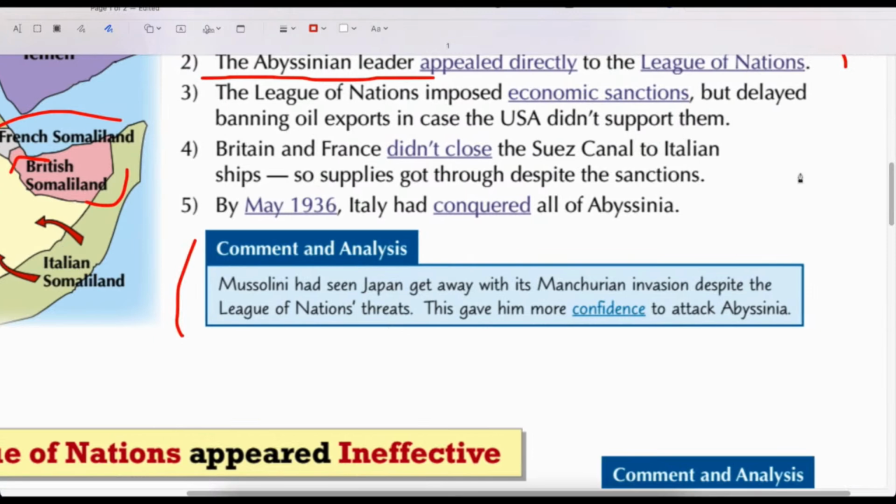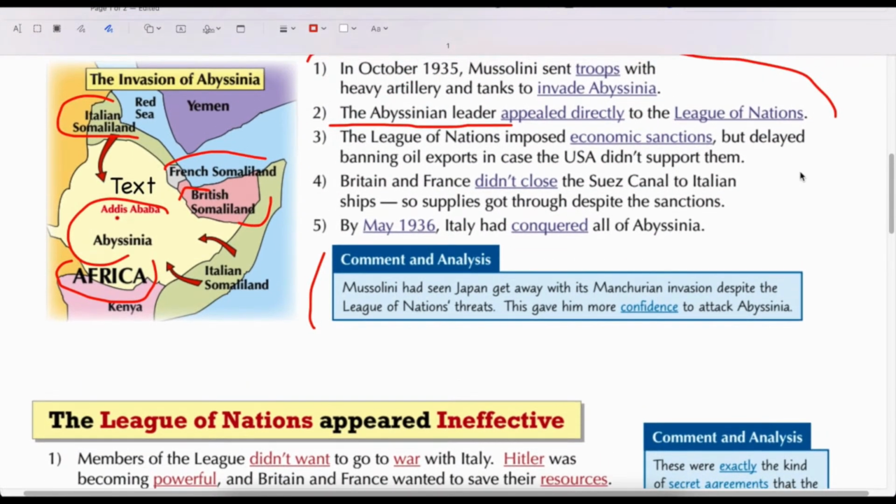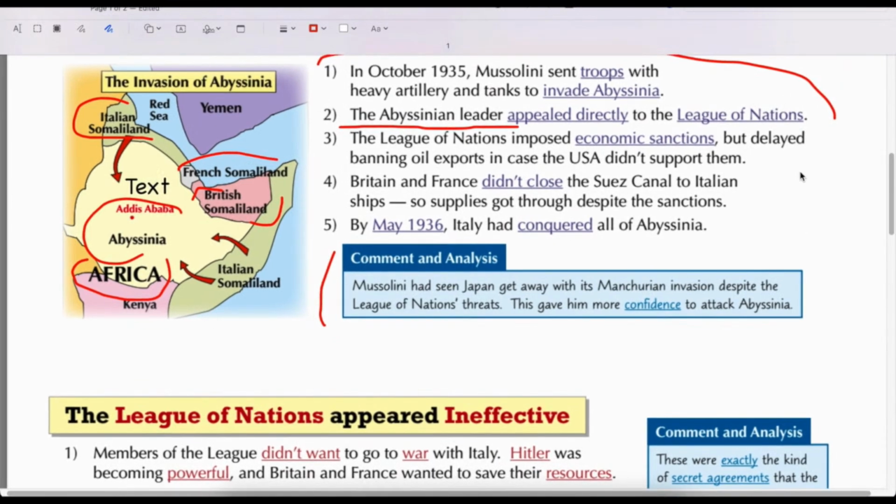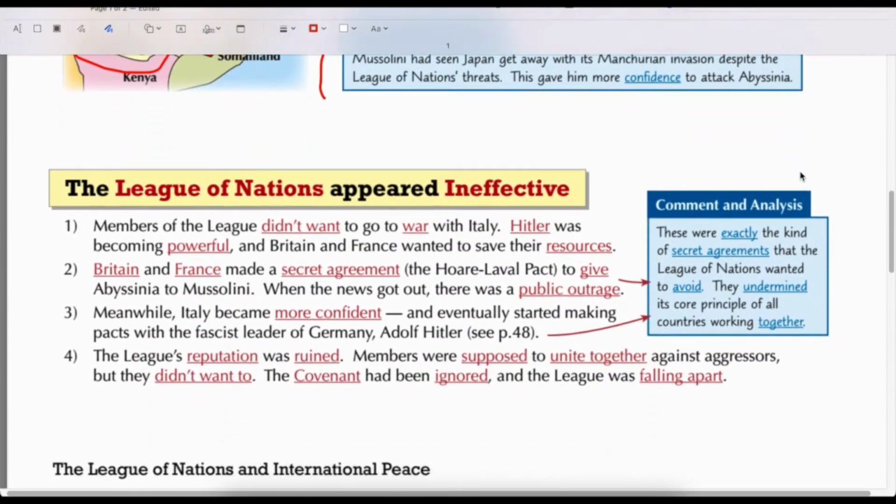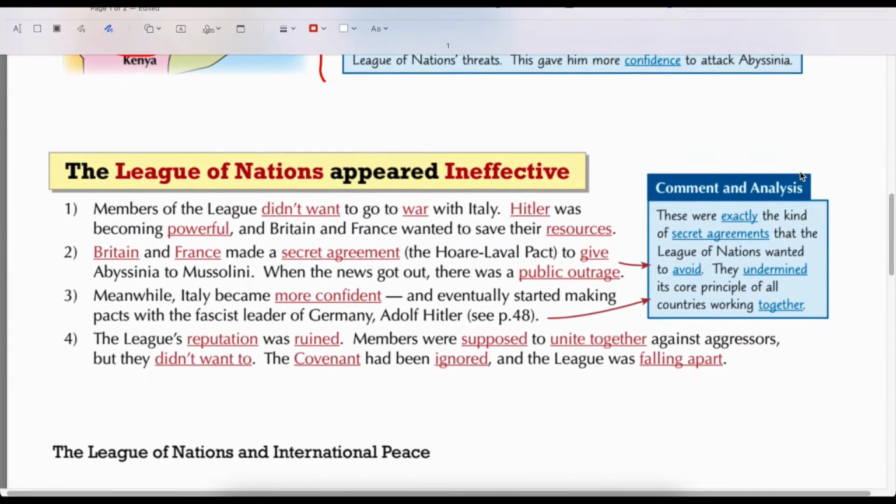Comment and analysis. Mussolini had seen Japan get away with its Manchuria invasion, despite the League of Nations threat. So this gave him more confidence to attack Abyssinia. Why did he get more confidence? Because basically, the League of Nations didn't do anything. That's very sad. Okay, moving on, we have this last part, which is that the League of Nations appeared ineffective. Of course, we have talked about that before, right?